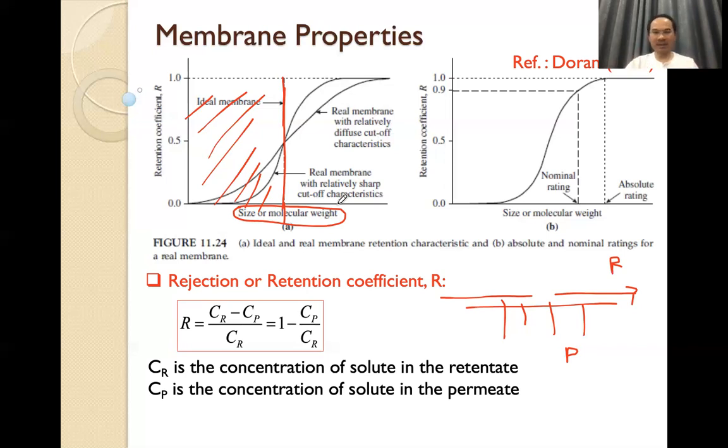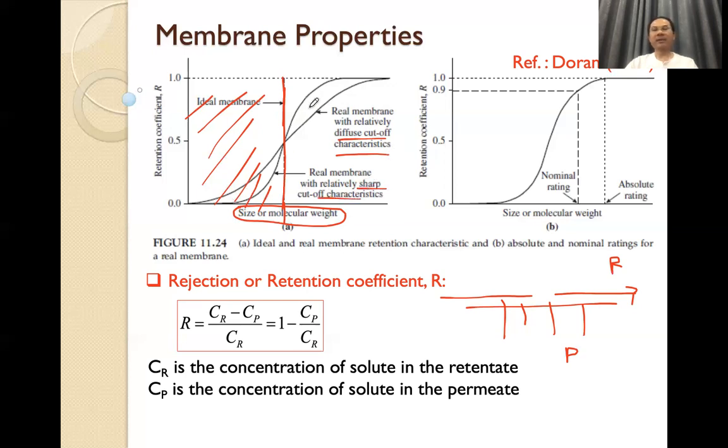It may be something like a relatively sharp curve, something like this. Maybe around the cut off size, only some parts of the particles can pass through the membrane. This is a relatively diffuse cut off characteristic. This is the sharp cut off characteristic.